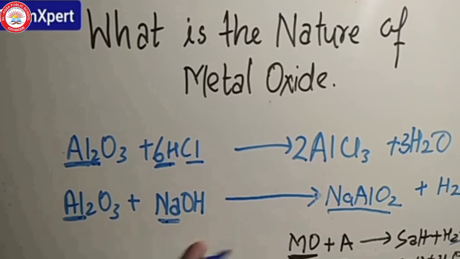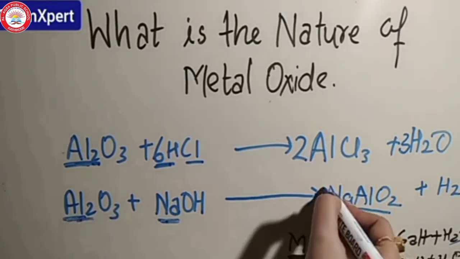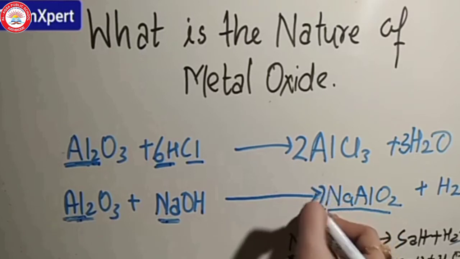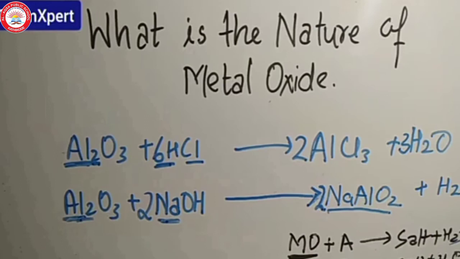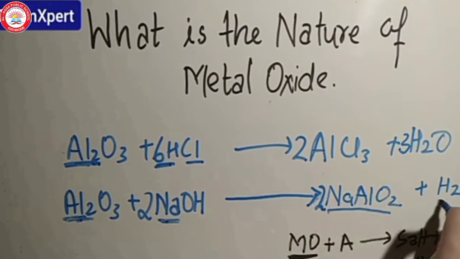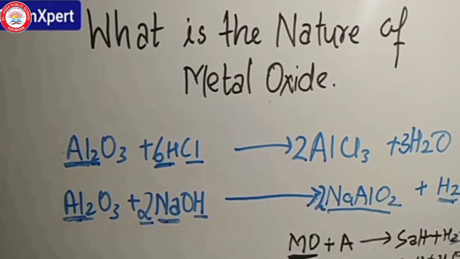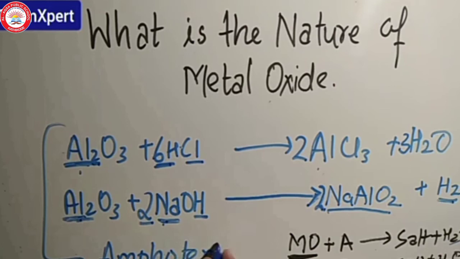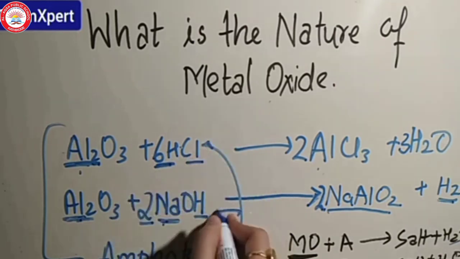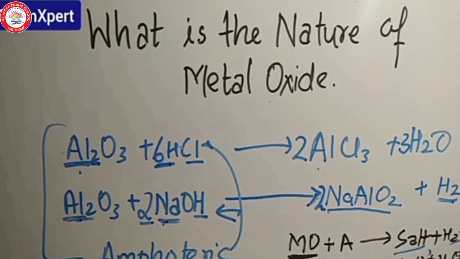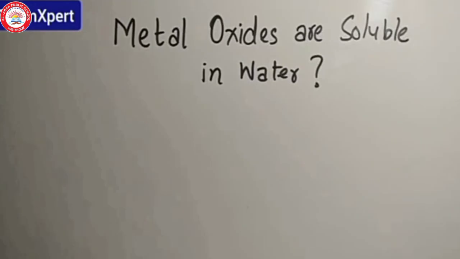So we will get the equation as, here we know that aluminium is 2, but here only 1. So we have to balance it. So we have to write 2 there. And the equation is Al2O3 plus 2NaOH gives 2NaAlO2 plus H2O. In both conditions, aluminium oxide reacts with the acid and base and gives salt plus water. This is called amphoteric oxide. Amphoteric oxide means they will react with the acid and base and give salt plus water.